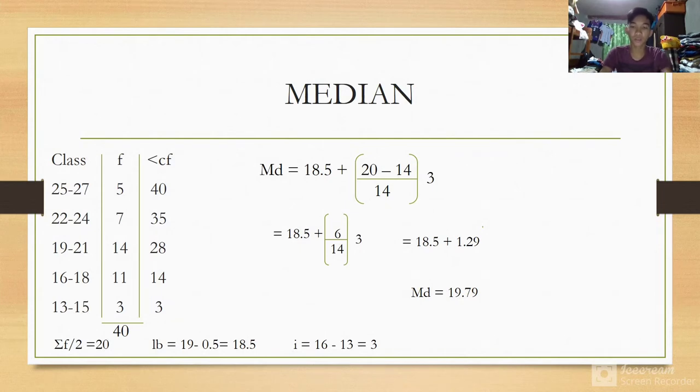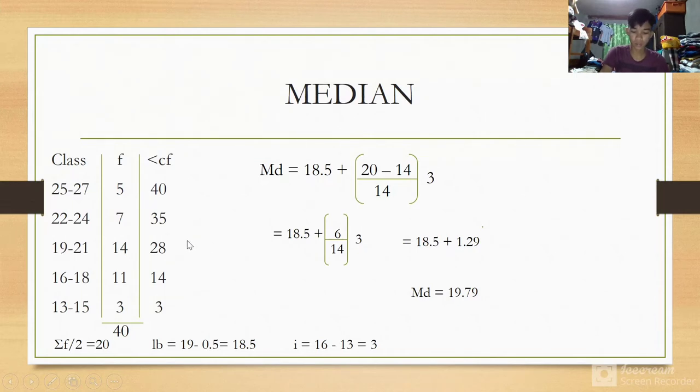Here in median, we add a column less than cumulative frequency. So here, 3 plus 11 is 14, plus 14 is 28, plus 7 is 35, plus 5 is 40. So half of this is 20. Find the smallest cumulative frequency greater than or equal to 20, which is 28.